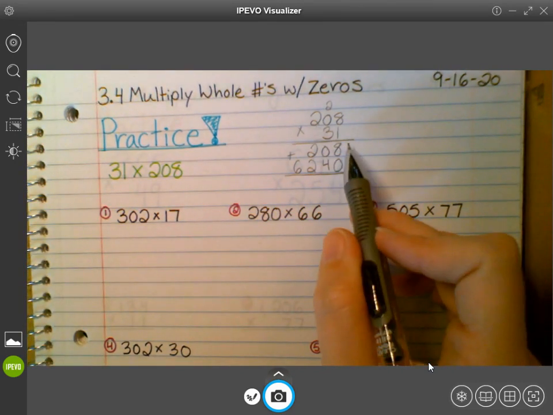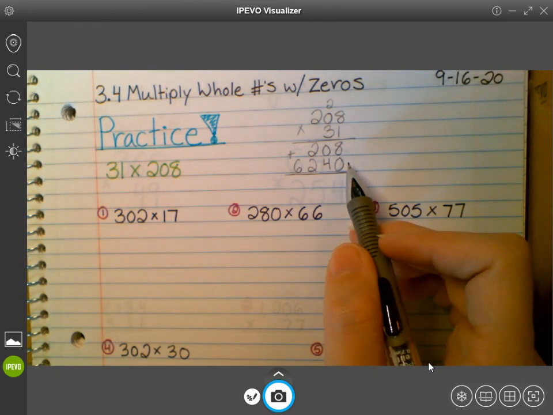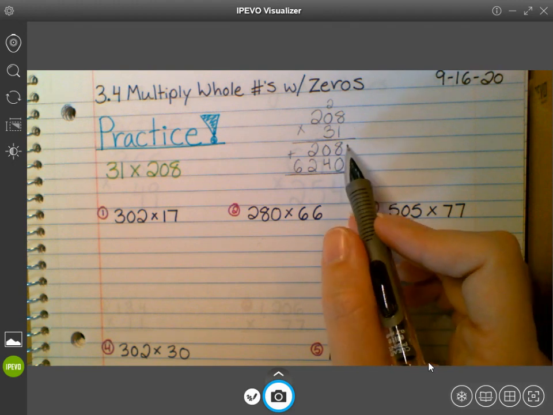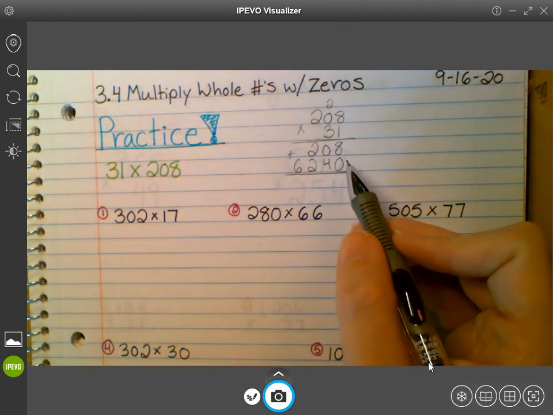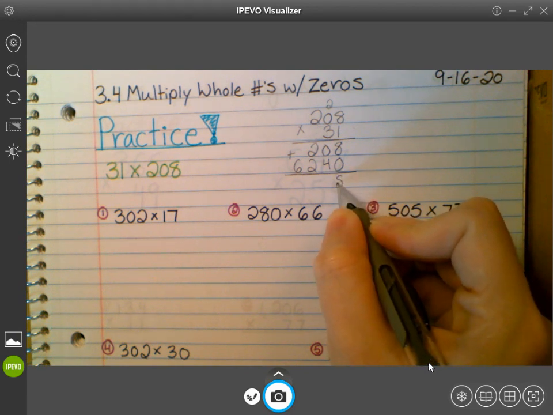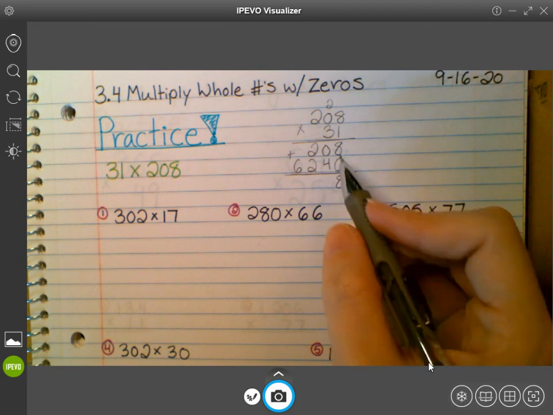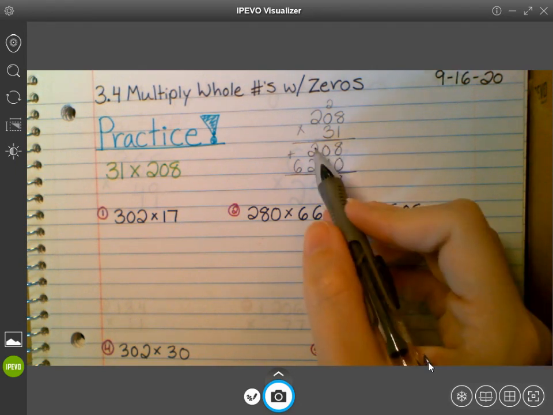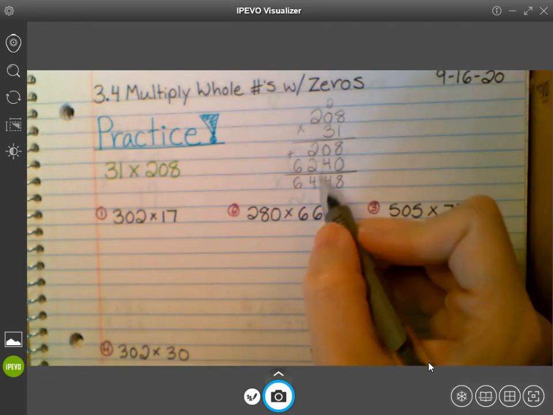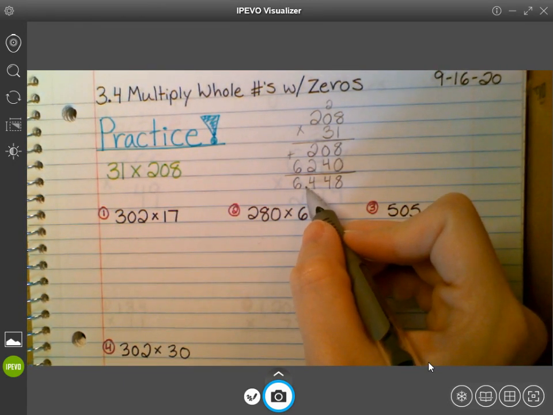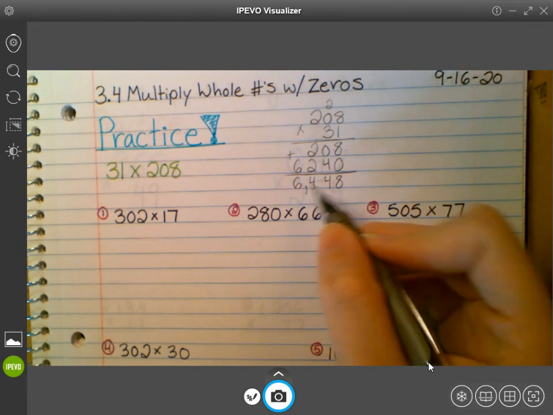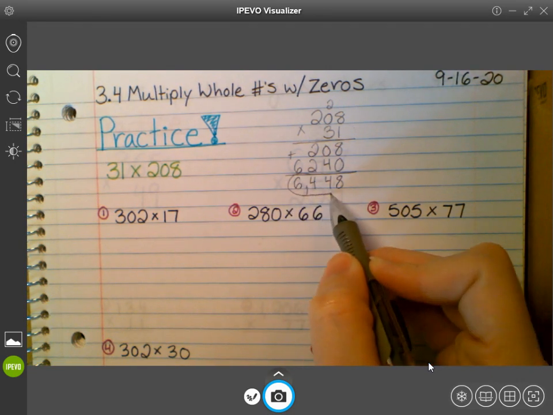What do we call these two numbers? Who can raise their hand and tell me the term? Elena? These are our partial products. They're parts of the final product, but not the final product. So then we add. 8 plus 0 is? 8. 0 plus 4 is? 4. 2 plus 2 is? 4. And then we have our 6. 8. Don't forget your comma when we go 3 numbers in from the right. And then we're going to circle it because it's our final answer.